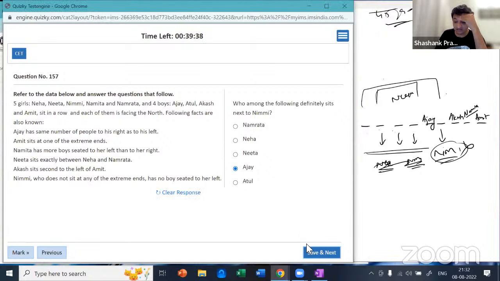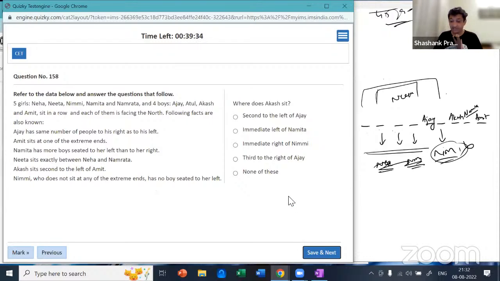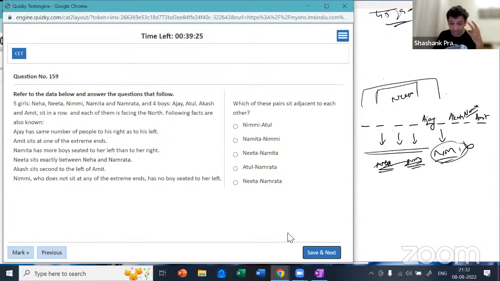I think. Okay, Atul is also there, right? No, I think Ajay is the right one. Okay. Akash, second to the left of Ajay. No, second to the right of Ajay. Third to the right of Ajay. First and fourth are one. Immediately left of Namita. Yes. Sit adjacent to each other. Nimmi, Atul can't say. Namita is given. Neeta, Namita definitely no. Sorry. Atul, Namrata. Neeta, Namrata.